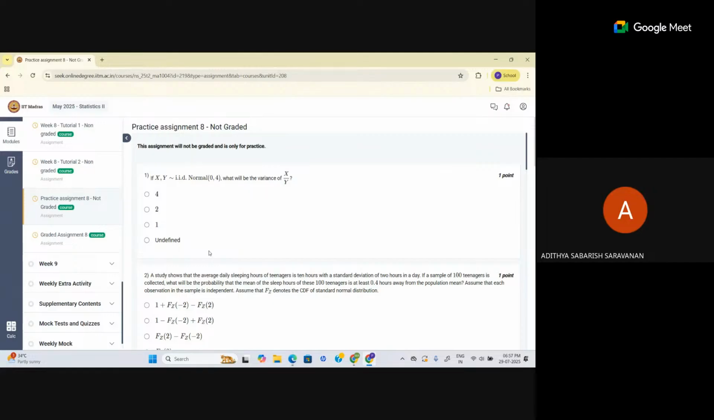Why is it Cauchy distribution? Because it's normal by normal. This is a property actually. If you have two random variables which are IID normal, which means both should be independent of each other, and they both should be following normal 0 comma sigma square distribution, then the ratio of these two variables, x divided by y, follows Cauchy distribution. And for Cauchy distribution, the mean is undefined.